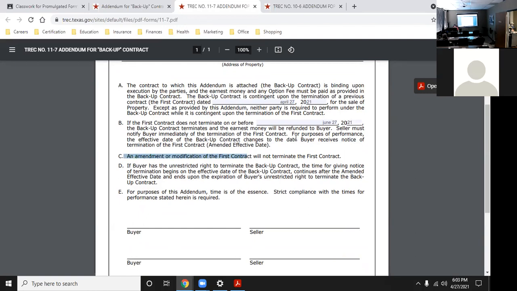Yes, and right here, an amendment or modification of the first contract will not terminate the contract. So if you have an amendment date, that'll extend the closing date. That does not terminate it, and it does not extend this date, because this is a different contract. This is not the first contract. This would be a newer contract or the backup contract. So if they were supposed to close on June 27th and they end up signing an amendment, they'll close July 1st. That doesn't change this. If they have it closed by June 27th, you're still out, you're no longer in your backup contract. You can move on with your life.